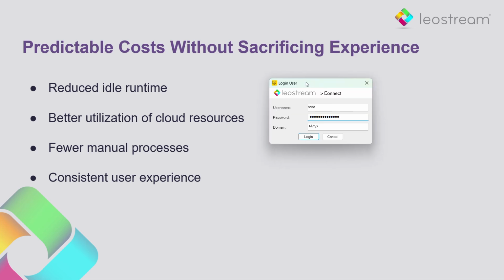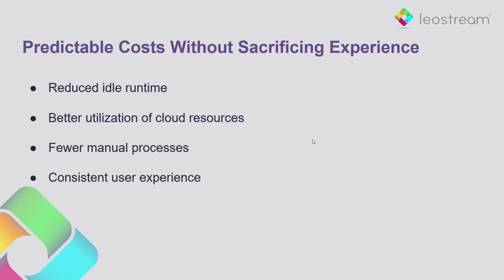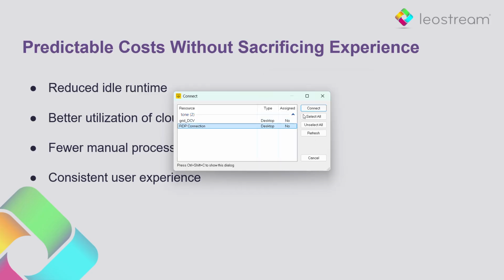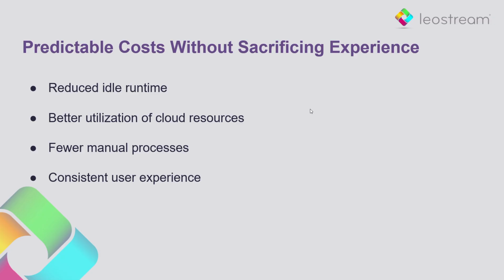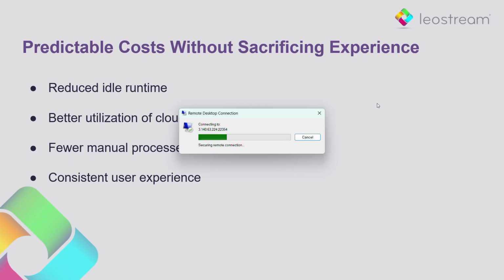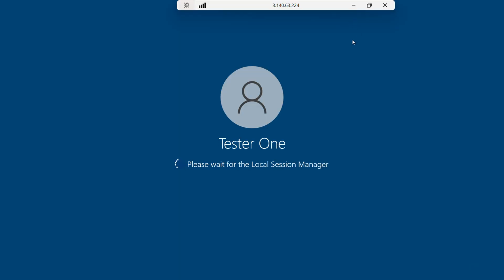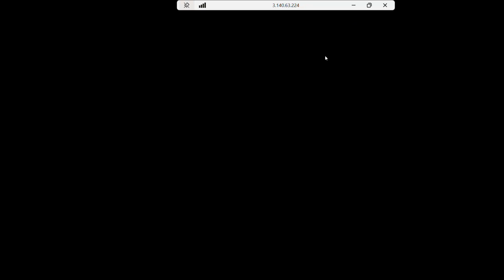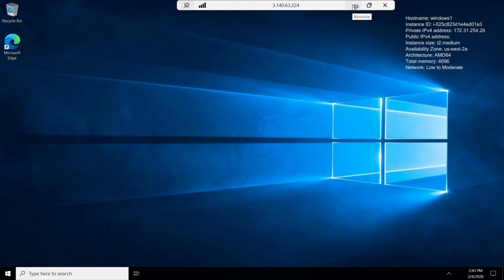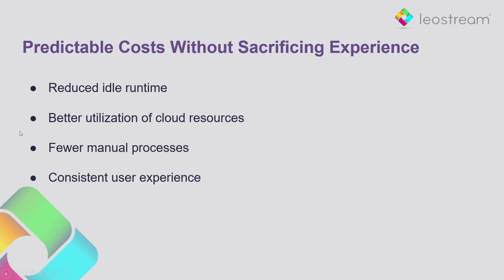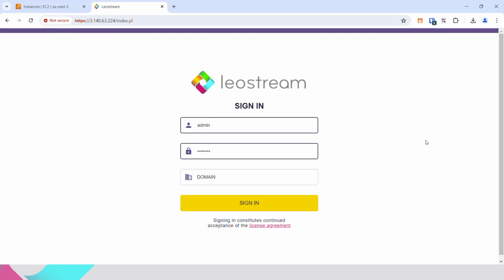This is the Leostream Connect client. So I'm just going to log in here as an end user. I happen to be offered two machines. I'm going to simply connect to my RDP connection here. And I'm just going to let this connect. It's going through the Leostream gateway into the private VPC in AWS to connect to this machine. And now I'm just going to minimize it. Essentially, that means that machine is going to end up going idle because there's no keyboard or mouse movement.